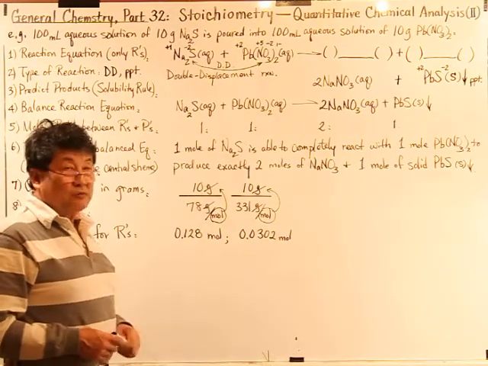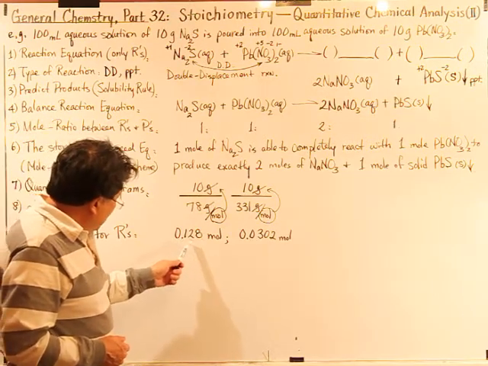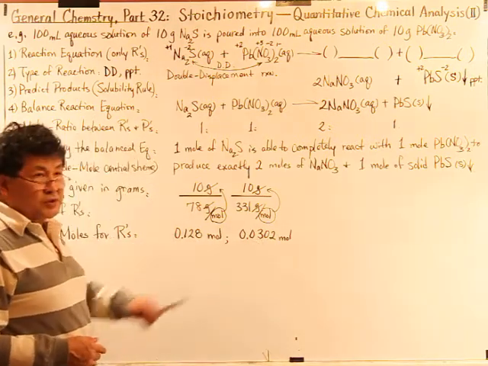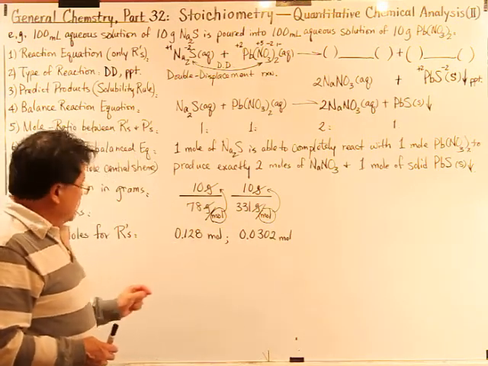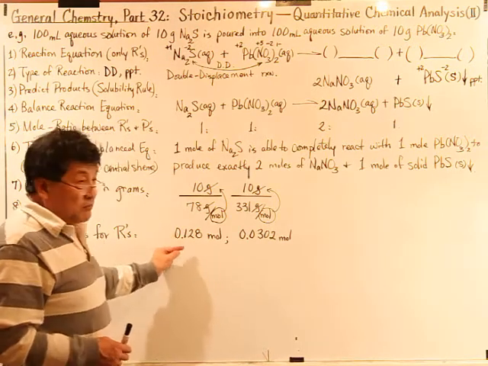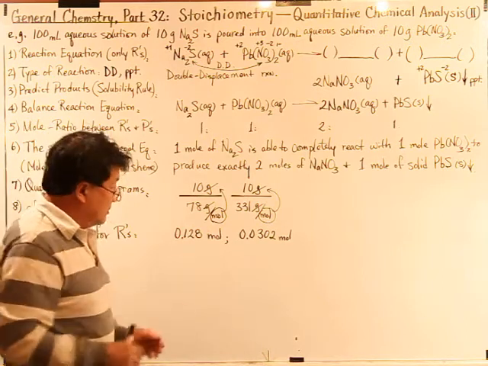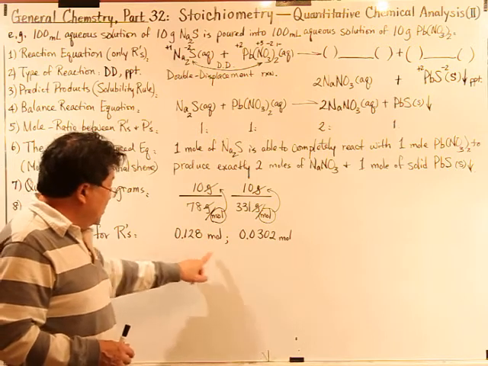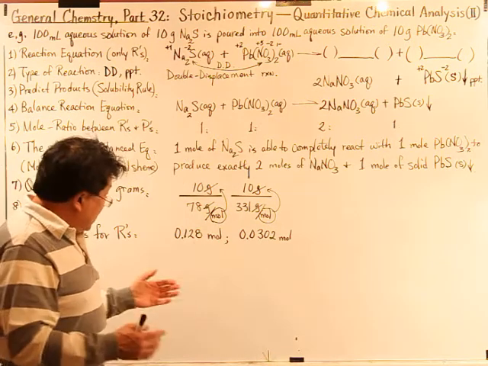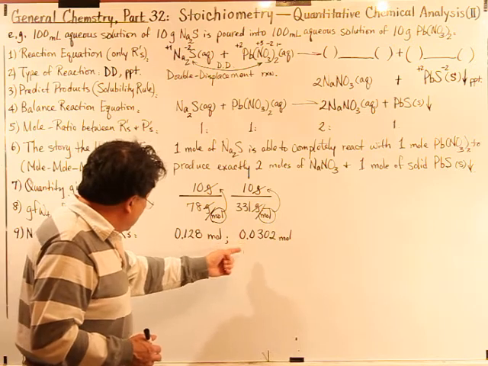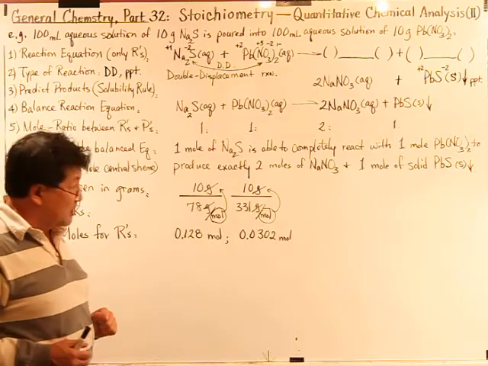Now, according to the mole ratio from the balanced chemical reaction equation, it's a 1-to-1 ratio between the two reactants. Here this is 0.12, this is 0.03. So if the first reactant, the sodium sulfide, is going to be completely consumed, then we need exactly 0.128 mole of lead nitrate. Correct? 1-to-1. But we don't see 0.128. We see 0.03, much smaller, 4 times smaller.